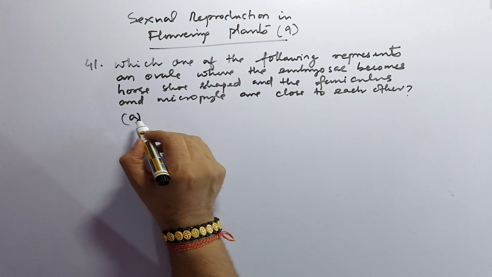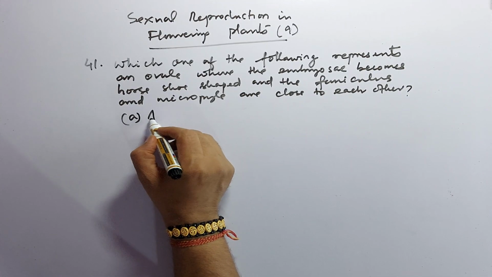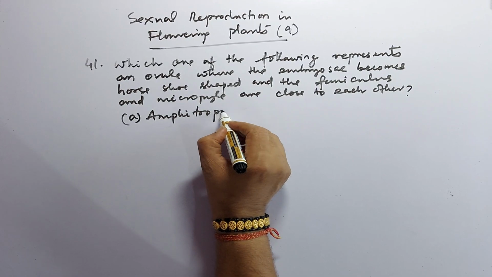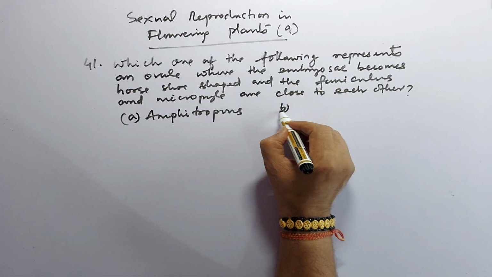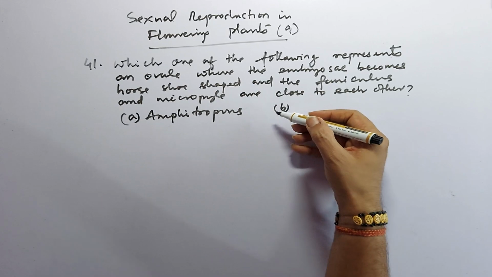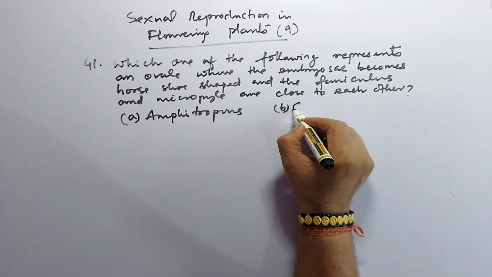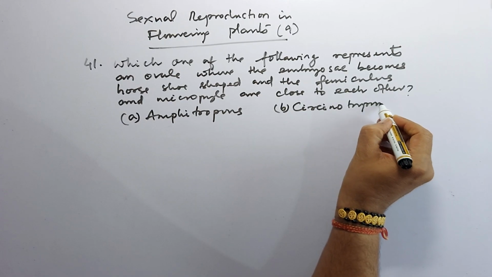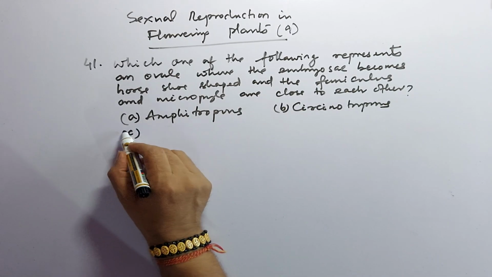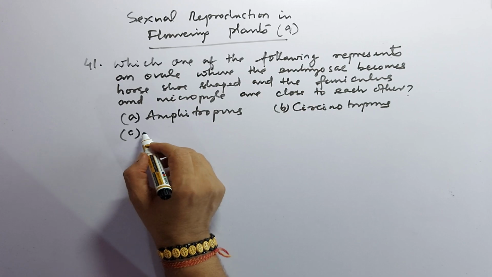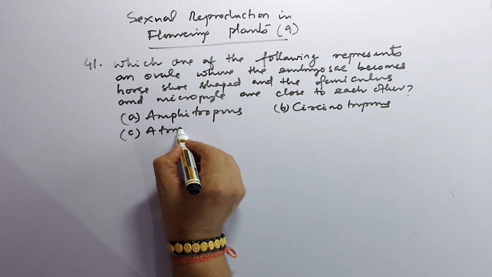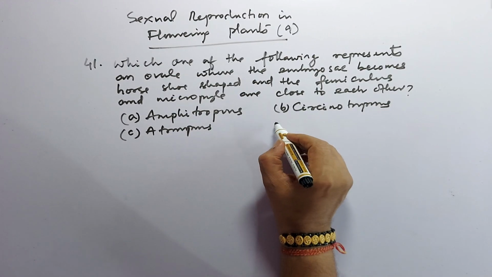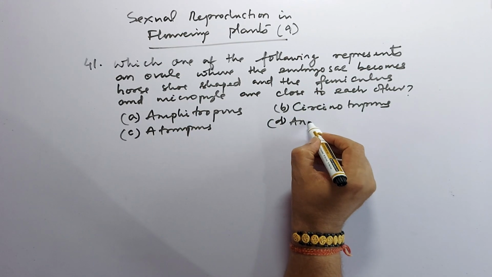So the first option is Amphitropous. The second option is Circinotropous. C option, Atropous. D, Anatropous.